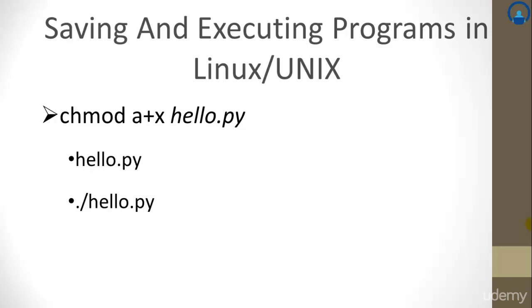a+x gives it the permission to execute, because Linux is a secure environment and it does not allow any random program to execute. It will only allow a program to execute when it has the execute permissions. So once you have done that, you can just type ./hello.py and it will run in the terminal, else it won't work. That's how you need to execute it in a Linux or Unix environment.